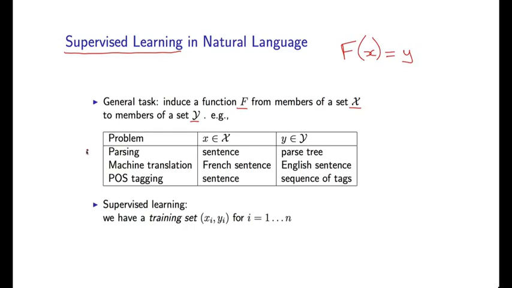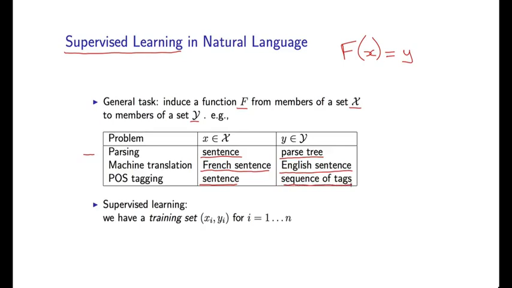For example, in the parsing problem, each input X is a sentence, and each output is a parse tree. In machine translation, each input might be a sentence in one language, say French, and the output is a sentence in another language, say English, the language we're translating into. In part-of-speech tagging, the input is again a sentence, and the output is the sequence of part-of-speech tags for that particular sequence of words.